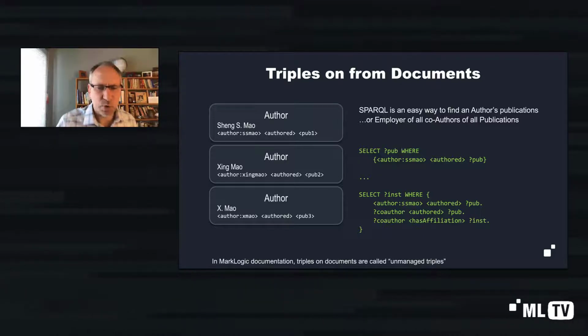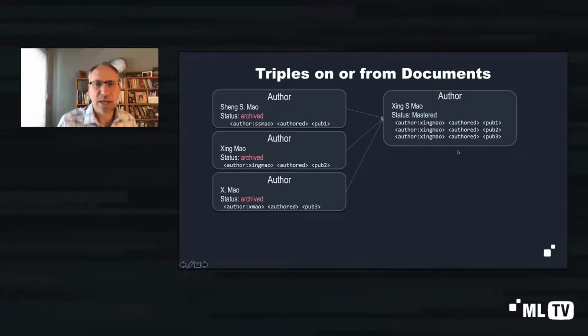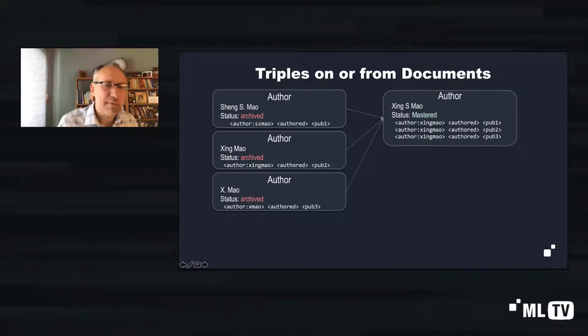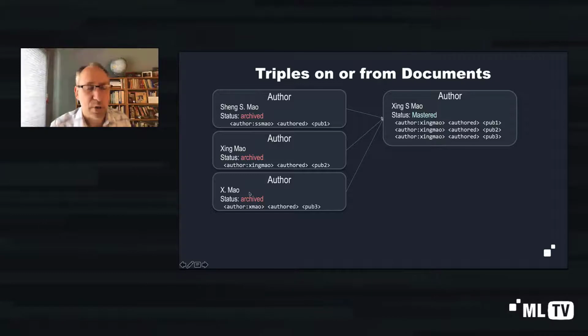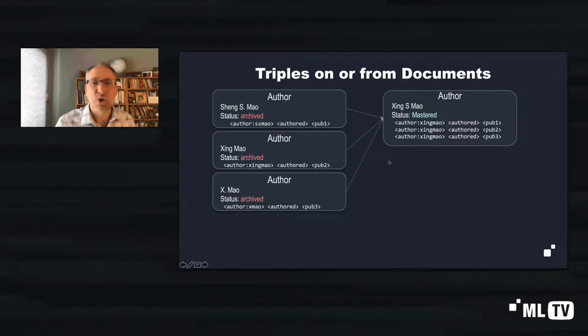Problem starts to arise when we have two sets of authors. We have mastered authors, and they have status mastered. Then we have these three, and perhaps after the mastering process, the smart mastering process, they've been marked as archived, and we don't actually want to query them for our normal queries. Sometimes you want to query them for historic reasons, but not typically. So to query just these authors, there's a couple ways to go.